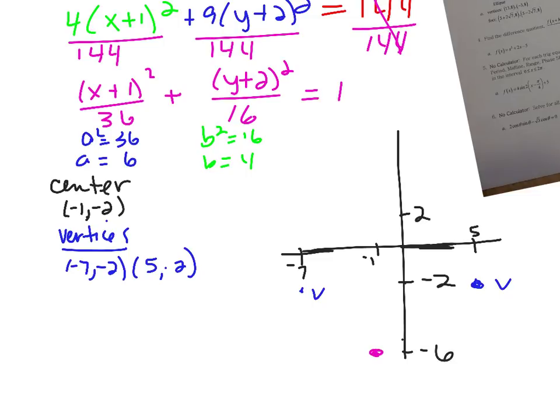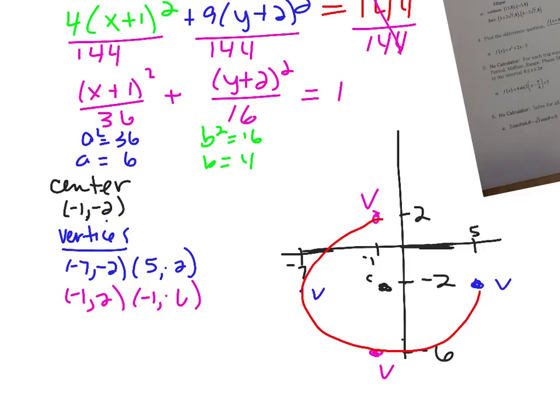So I have, there's a vertex and a vertex there. And I'm sorry, I forgot to plot my center here. Okay, so that was my center. Write down the other vertices. So it's negative 1, 2, and negative 1, negative 6. So now you can draw the ellipse. So it looks like that.